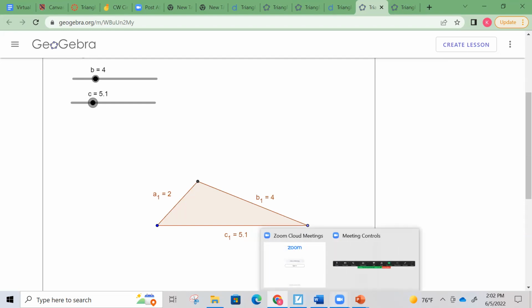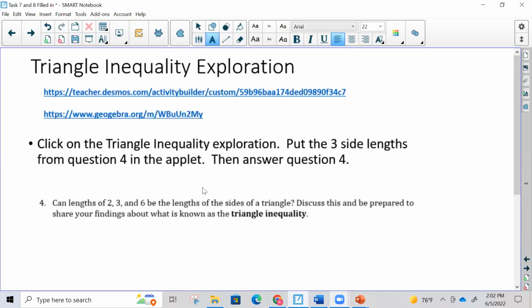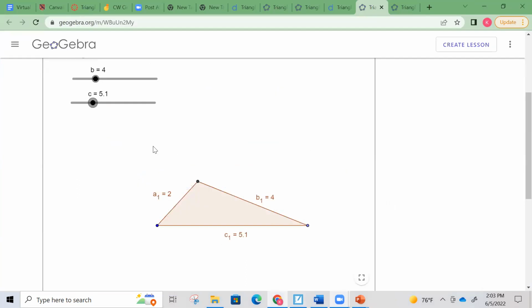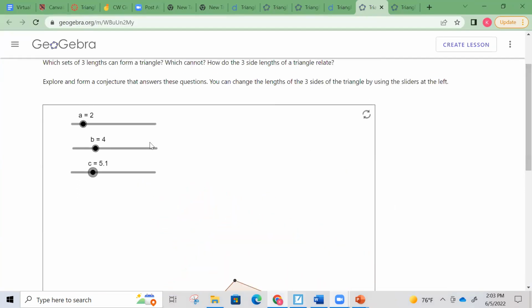So what we're going to do is see if the lengths 2, 3, and 6 can be the lengths of the sides of a triangle. So you could, again, pause and go to those applets and try it and see if you can get it to be a triangle or not, and then change the measurements to see when it is a triangle and when it's not. So it was 2, 3, and 6. So I'm going to do 2, 3, and change this to 6.